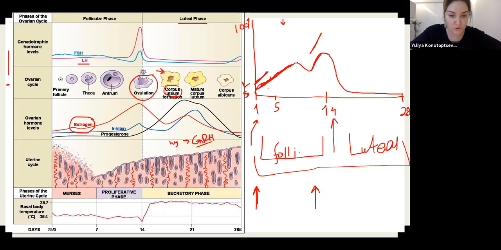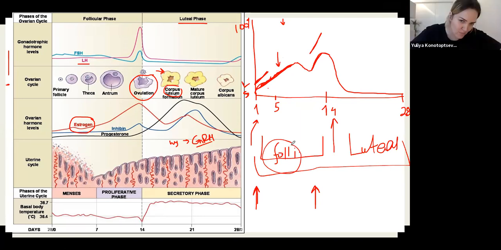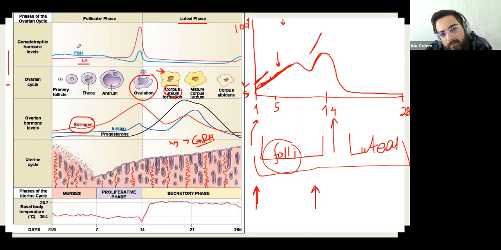The more follicles you make, the more granulosa cells there are, the more FSH there is to stimulate these follicles to grow, the more FSH is asking your granulosa cells to secrete estrogen. So which hormone is dominant during the follicular phase? Estrogen. Which gonadotropin is dominant during the follicular phase? FSH. FSH is a gonadotropin, right?